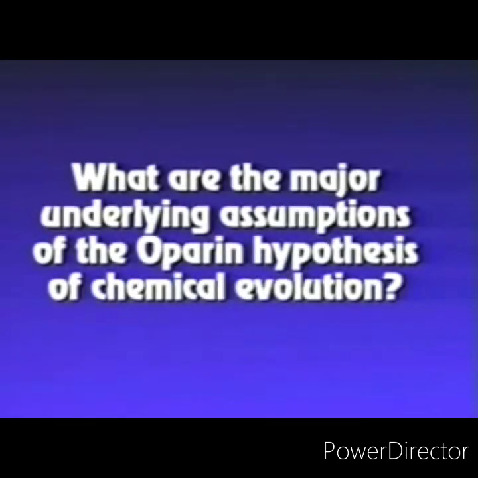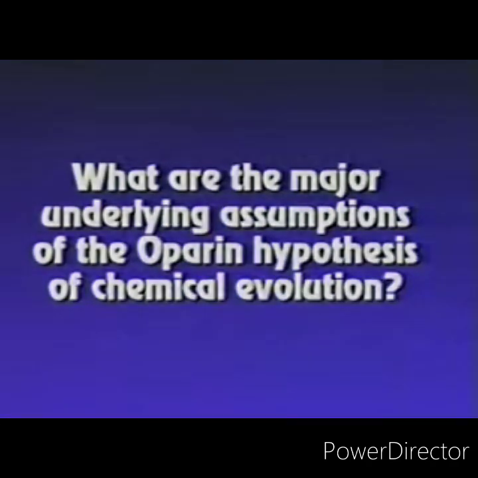What are the major underlying assumptions of the Oparin hypothesis of chemical evolution? Well, there are a number of them. The first that I could think of was that Oparin thought that the ancient atmosphere was very different from our present air. It was a reduced atmosphere, and it did not have molecular oxygen in it at all. Typical gases were methane, ammonia, water vapor, and molecular hydrogen.